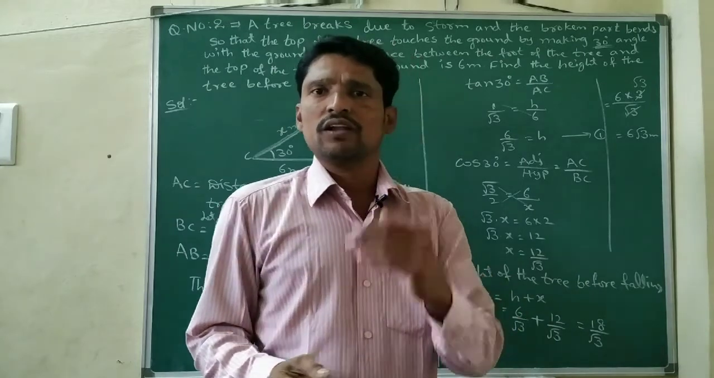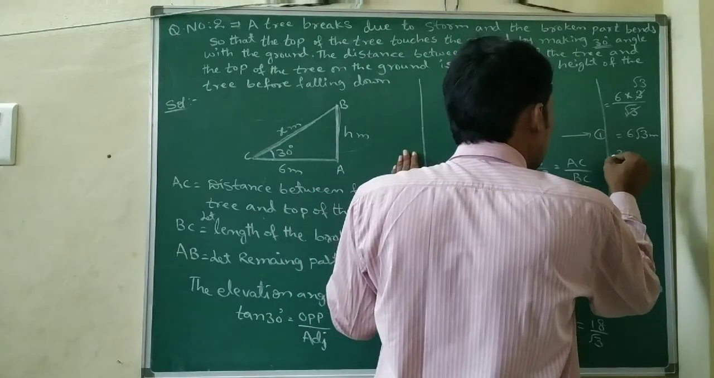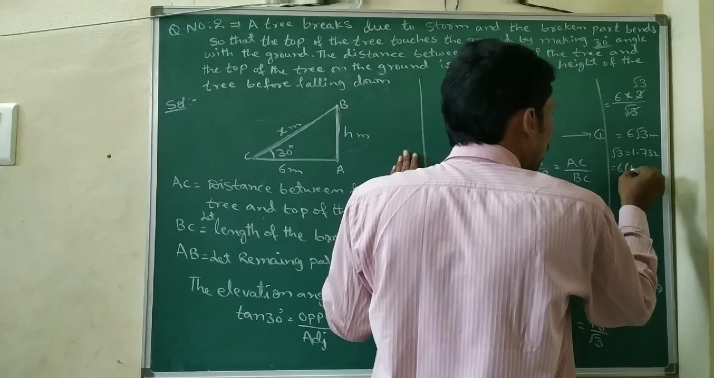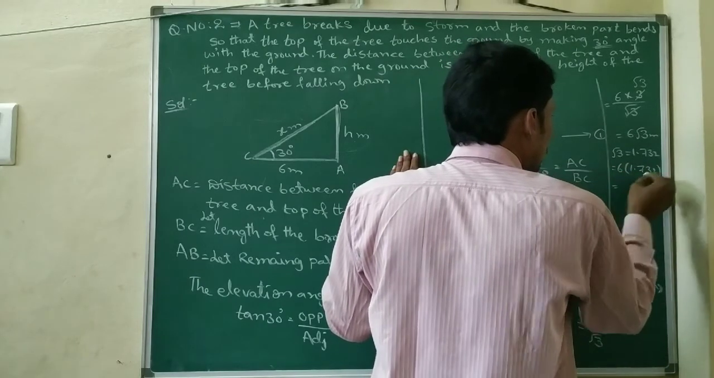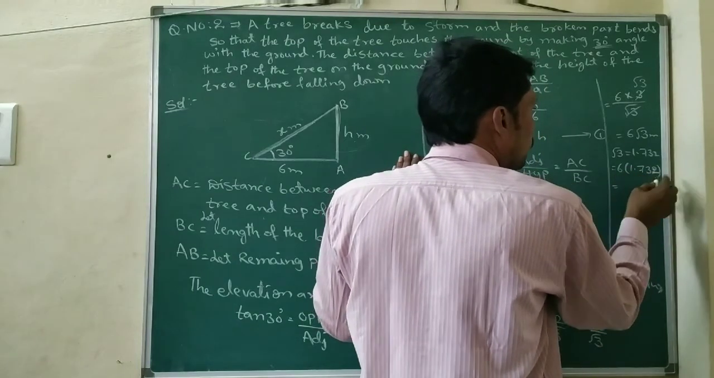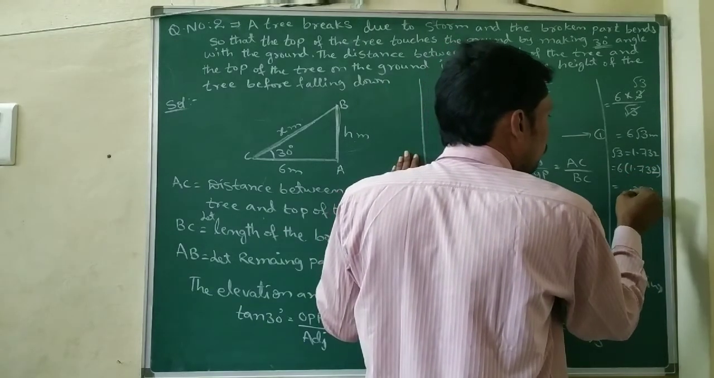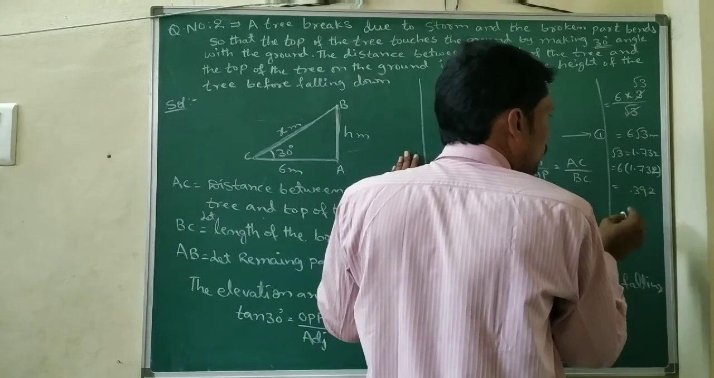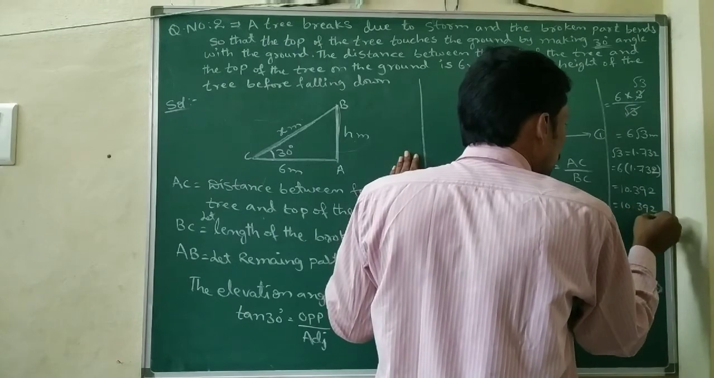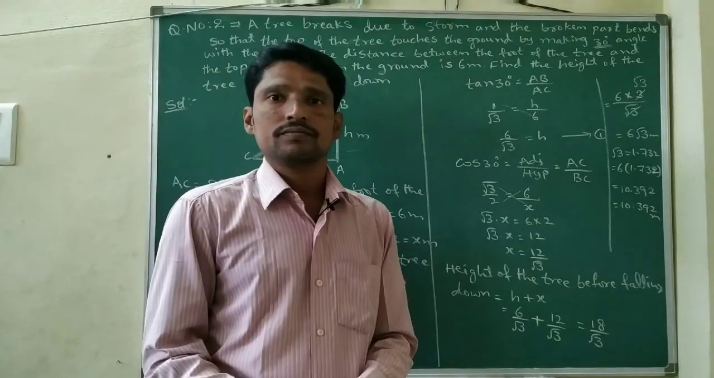Already we know the root 3 value, which is 1.732. So we use 6 into 1.732. 6 into 2 is 12, 6 into 3 is 18 plus 1 is 19, 6 into 7 is 42 plus 1 is 43, 6 into 1 is 6 plus 4 is 10. That equals 10.392 meters. This is the height of the tree before falling down.